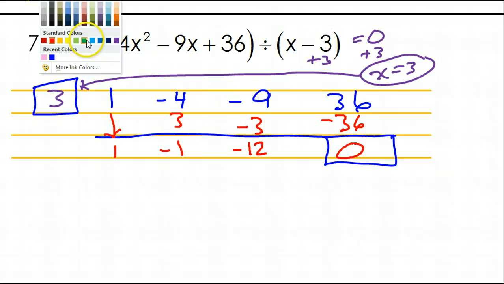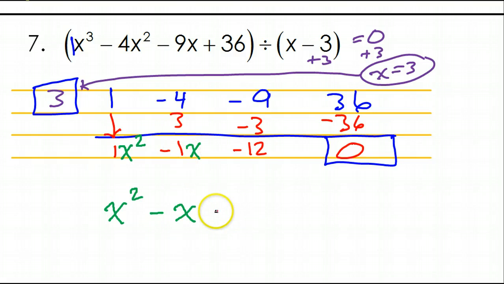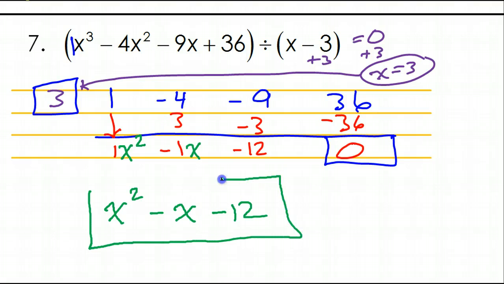Okay, once again, from right to left, this is the constant. Just like the 36, the constant is on the end. So this is the constant. That makes this the x term. That makes this the x squared term. So let's recopy it, make it look prettier. So what we have is x squared minus x, we don't need that 1 anymore, minus 12. So this time it divided in evenly, so that's your answer.